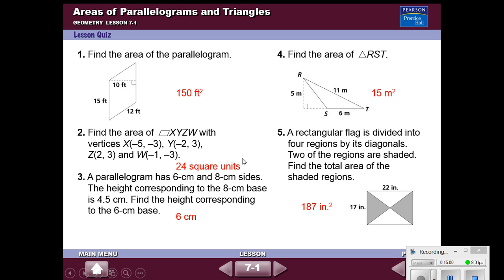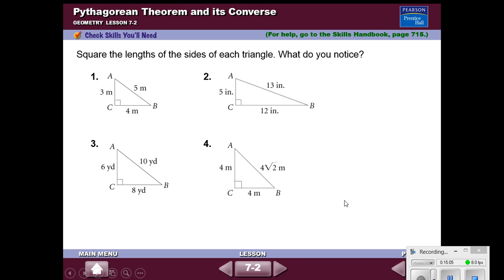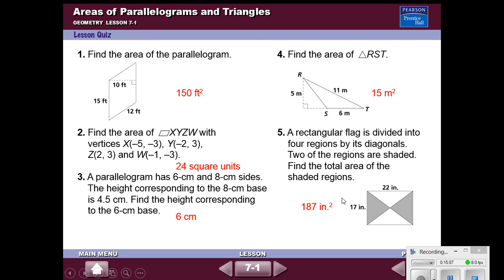So that's our section 7.1 exercises, and you will have worksheets to work on tomorrow to go through. Okay, that's it.